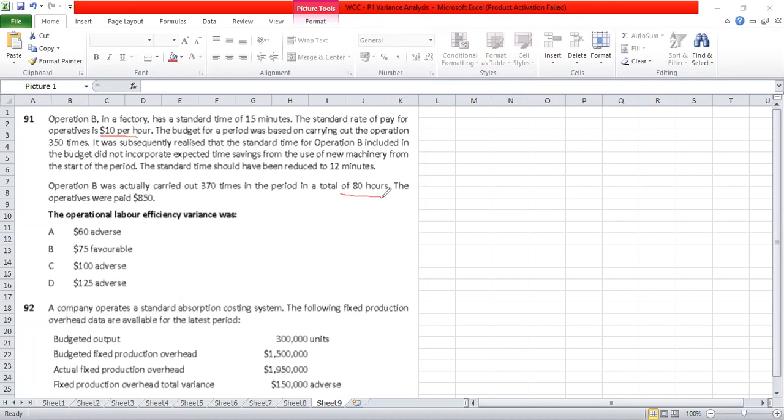The budget for a period was based on carrying out the operation 350 times, but the actual operation which was carried out was 370 times. So we need to adjust the standard time for the actual output. After that only the variance has to be calculated. So let's start with that. Question number 91.